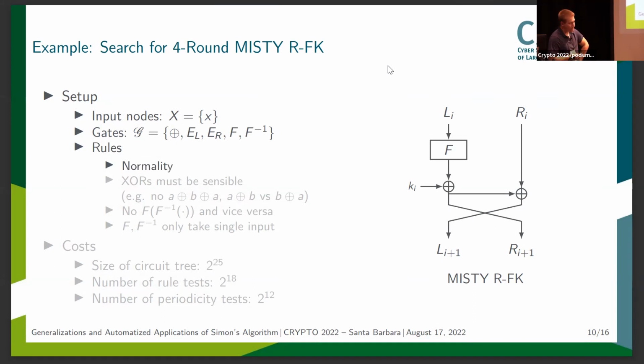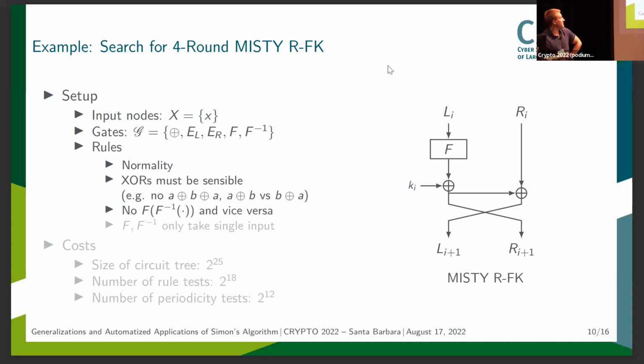And then as rules, of course, we use normality so that there are no nodes that aren't used anymore, or there are also no nodes that compute essentially the same. And then again, the XORs should be different. I already said that we don't want to do A XOR A. Also something like A XOR B XOR A makes no sense. And then since we have this F and F inverse, this could also cancel out. We also don't want to do something like this.